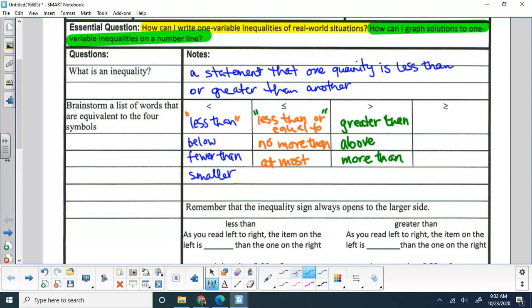All right, and the last one that we have is greater than or equal to. And that again has that line under it. So that's why we say it's or equal to. And some words that represent this could be at least, a minimum of. All right, so those are just some words that sometimes we see in these phrases that we will be looking at.